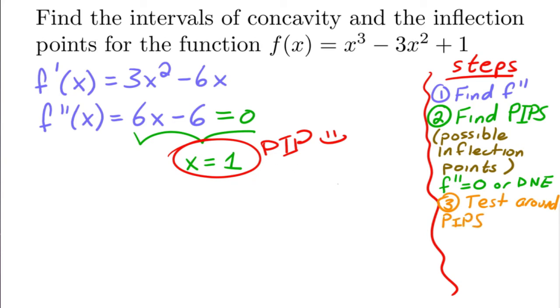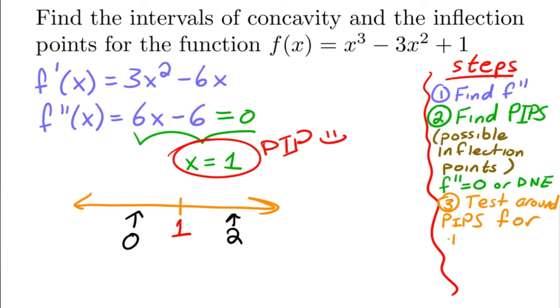And the only difference is that you do your number line, you put down your, in this case, single pip, and then you test points around it. So going to the left of 1, let's pick 0. To the right of 1, you pick 2. And what you're going to do is test for positive or negative on the second derivative. Now, what is that going to tell you?